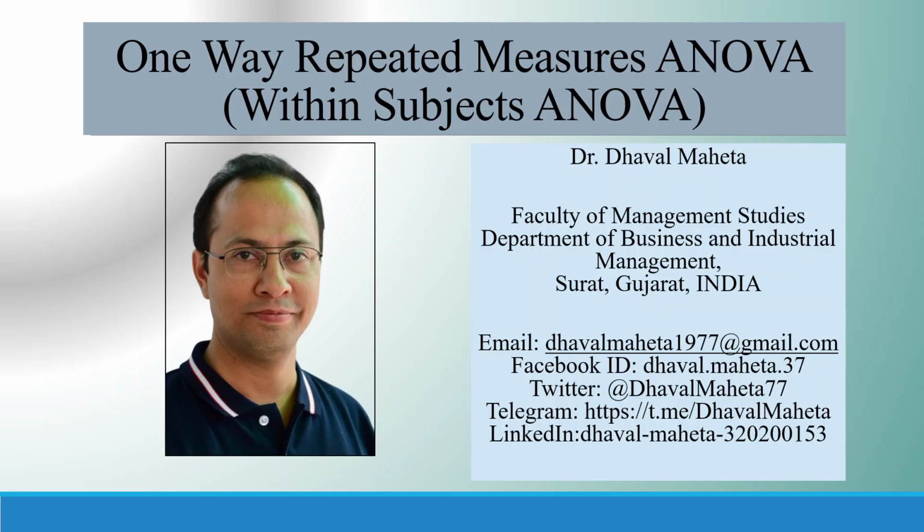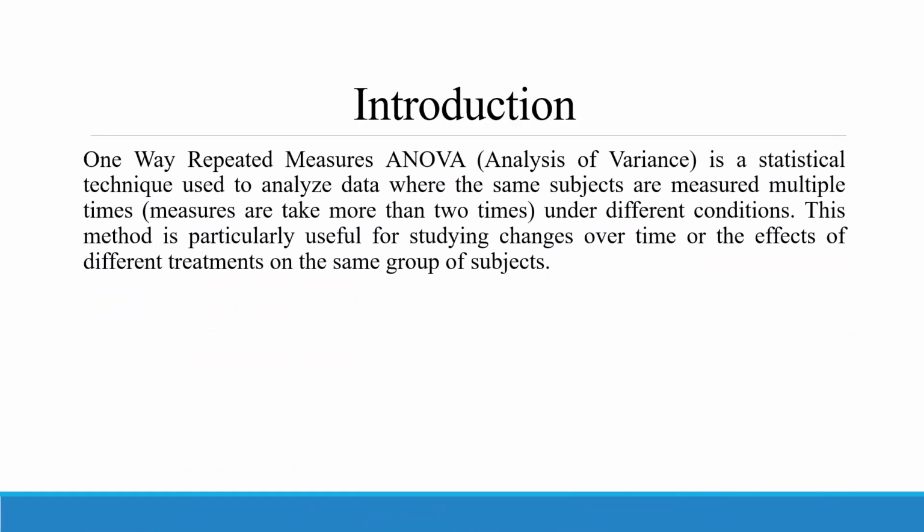This is Dr. Dhaval Maheta, and today we are going to understand how to run one-way repeated measures ANOVA, that is, within subjects ANOVA in SPSS. So, one-way repeated measures ANOVA is a statistical technique used to analyze the data where the same subjects are measured multiple times. That is, the measurements are taken at more than 2 timestamps under different conditions. This method is particularly useful for studying changes over time or the effects of different treatments on the same group of subjects. Let's try to understand this concept in the next slide.